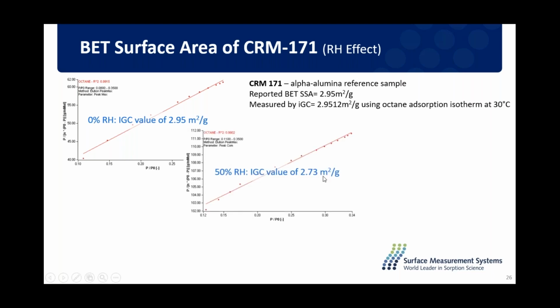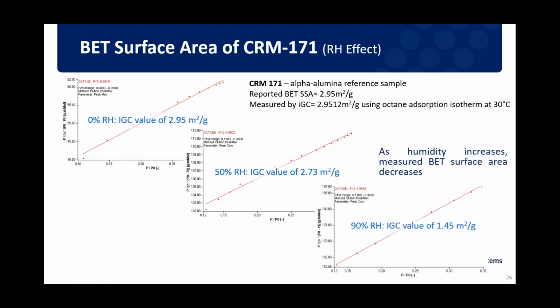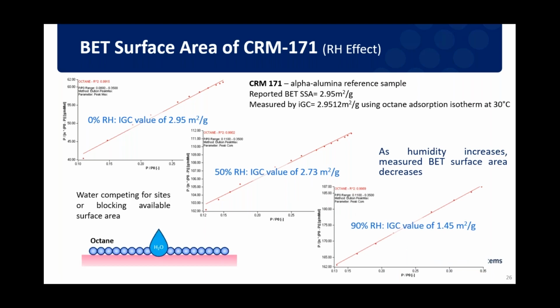You see that the available surface area has dropped to 2.73. And then at 90%, we can see it's at 1.45. This is basically just highlighting that as you increase relative humidity, the available surface area will decrease because water is coating the surface. So water isn't causing any phase changes to this material. It's just showing you what's actually available at these conditions. So again, I can get the specific surface area at environmentally relevant conditions on your material.